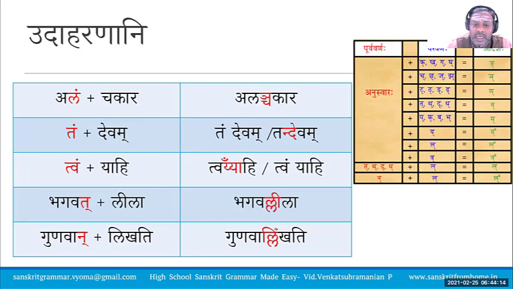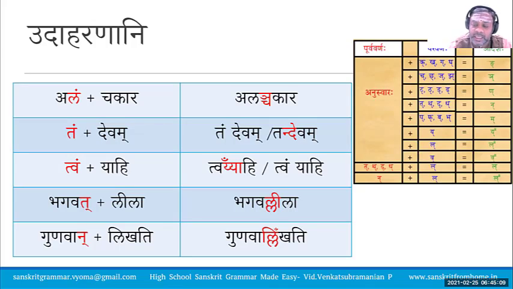Let us see once again: Alam Chakara, Alan Chakara; Tam Devam, Tan Devam; Tvam Yahi, Twan Yahi; Bhagavat Leela, Bhagaval Leela; Gunavan Likhati. Na is also a tavarga letter here, Gunavan Likhati, but it has a nasal influence. And you have a savarna in lakara with a nasal sound. So you have a nasal lakara, Gunavan Likhati. Therefore, that nasal lakara comes.